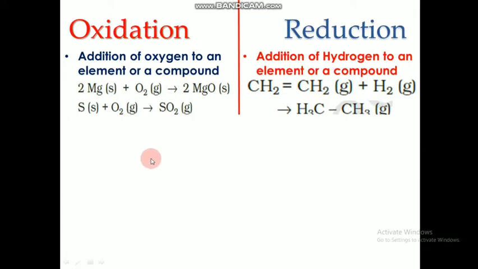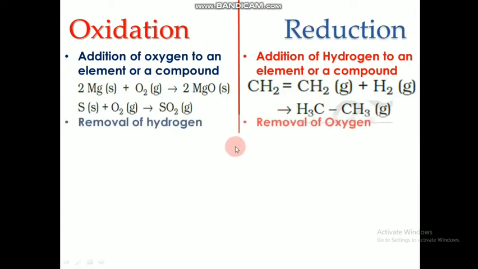Now we will see the second definition of oxidation and reduction in the classical concept. So removal of hydrogen is oxidation and removal of oxygen is reduction. So they are complete opposite. Here addition of oxygen and removal of hydrogen. In this case addition of hydrogen and removal of oxygen.